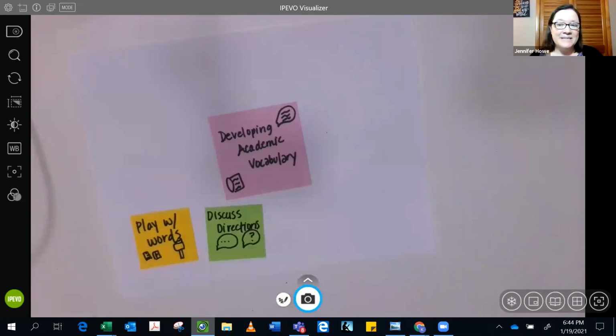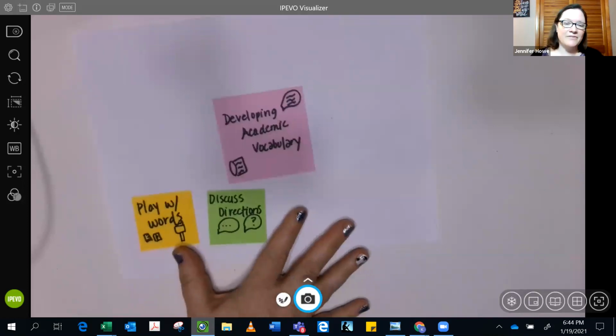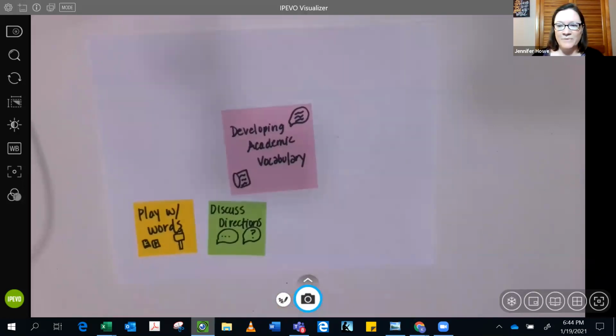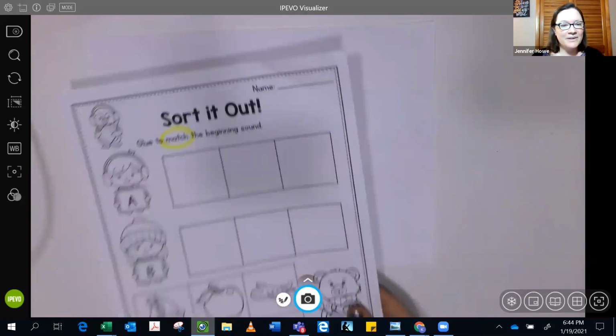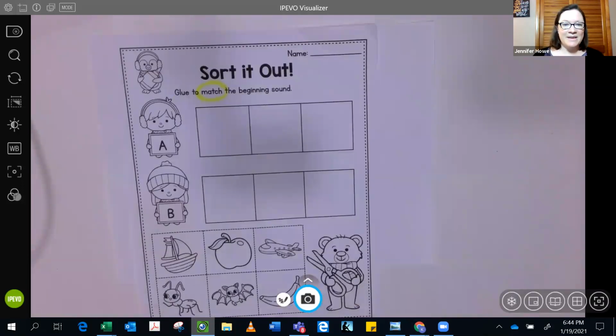Our second tip is paying attention to and discussing the directions of assignments that your children bring home. So I think Kate has an example here of this assignment where the directions are to sort it out, glue to match the beginning sound. And if we work on the words that students will see in instructions over and over and over again, like glue and match and sort, we're really helping them to be successful on their assignments that they're going to have all the way through school.